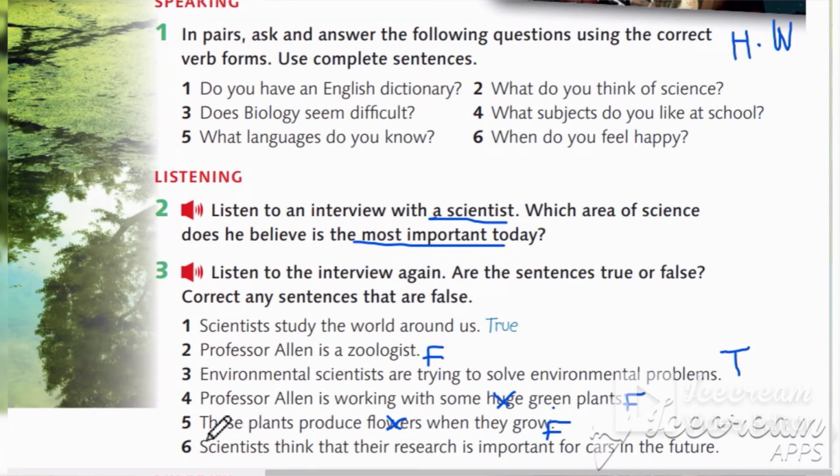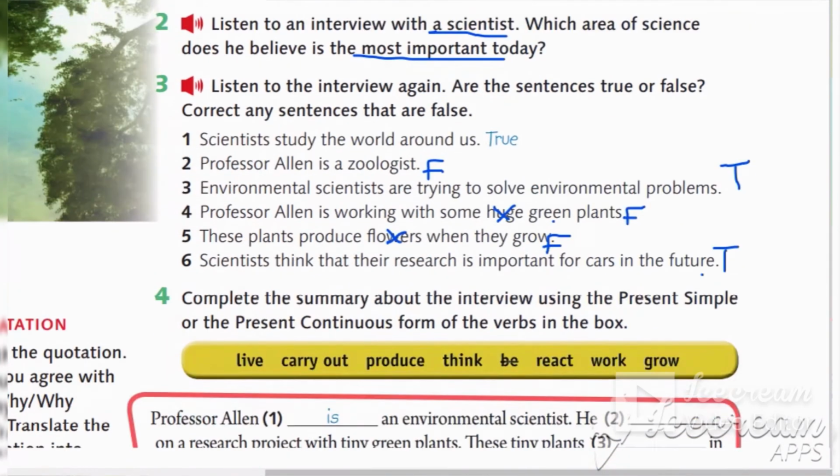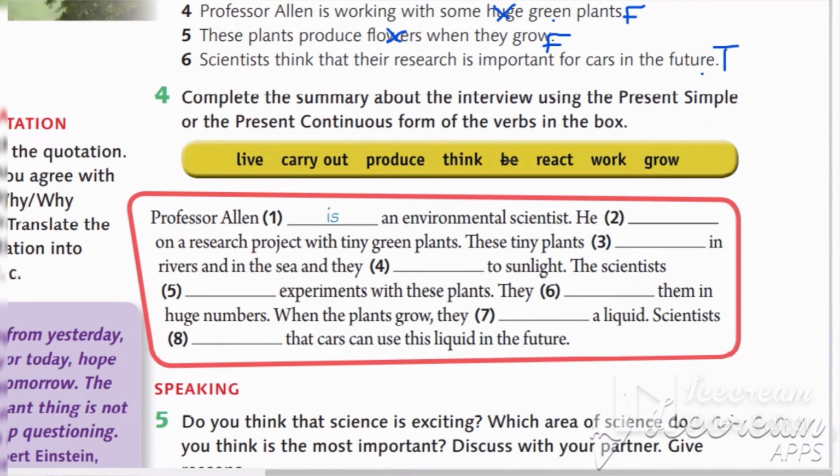Okay, 6. Scientists think that their research is important for cars in the future. Yes, it is important for cars in the future, so the answer is true. Okay, the answer is true. Now go to this text.